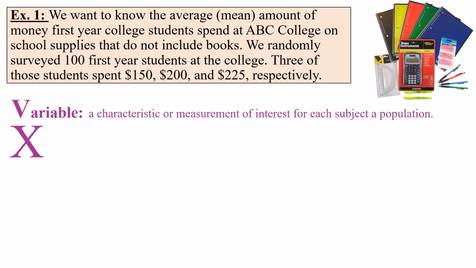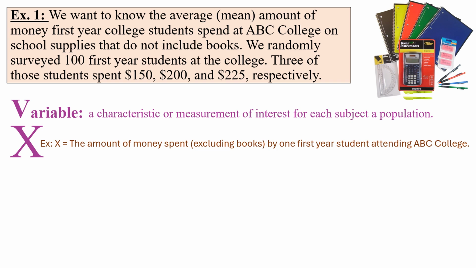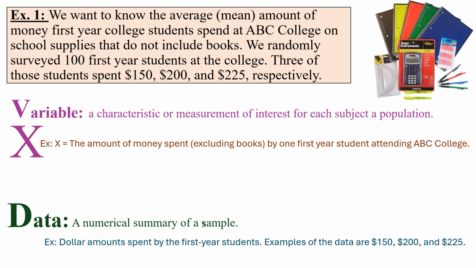Variable. A variable is a characteristic or measurement of interest for each subject in a population. Capital X is the amount of money spent excluding books by one first-year student attending ABC College. Data. Data are the values of the variable collected from a sample. For example, the dollar amount spent by the first-year students. Examples of data are $150, $200, and $225.